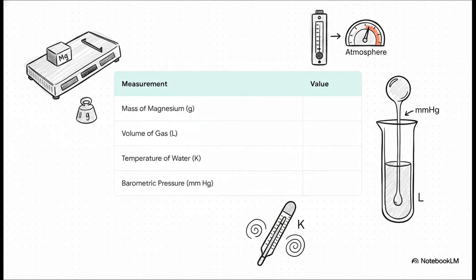First, the mass of the magnesium we started with. That tells us how much gas we should be making. Then, of course, the volume of the gas we collected. Next, the temperature of the water, because temperature affects gases in a big way. And finally, the barometric pressure in the room, which we'll need for our calculations.